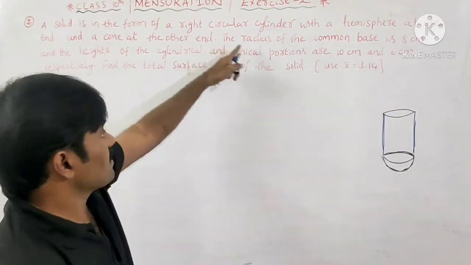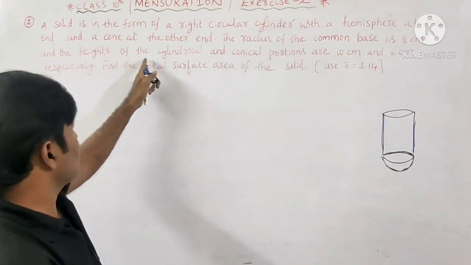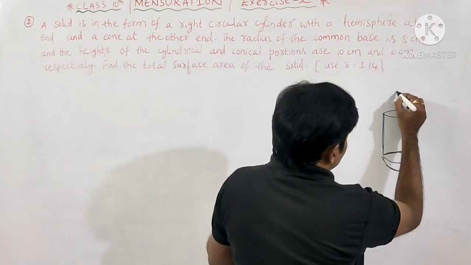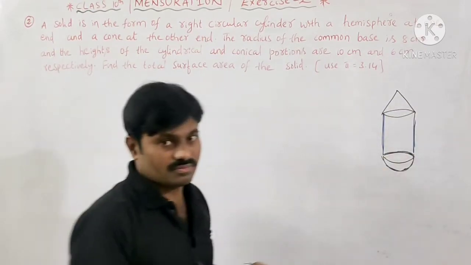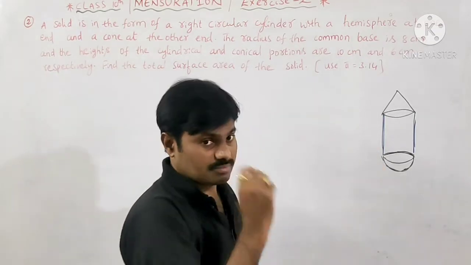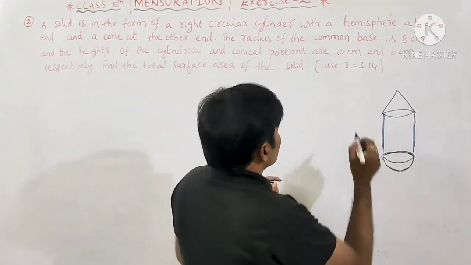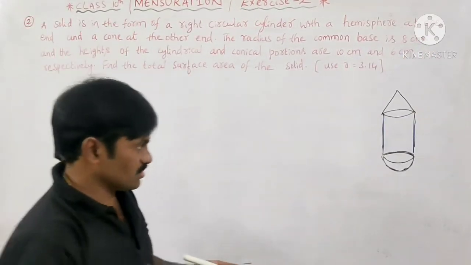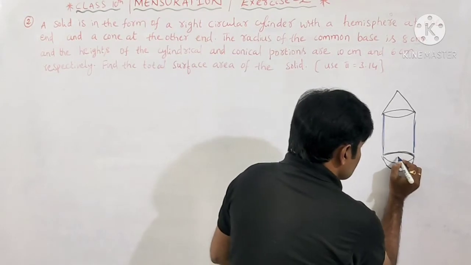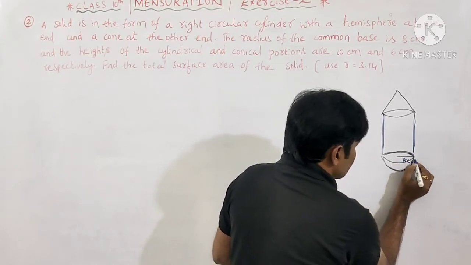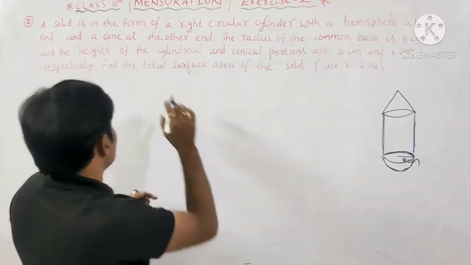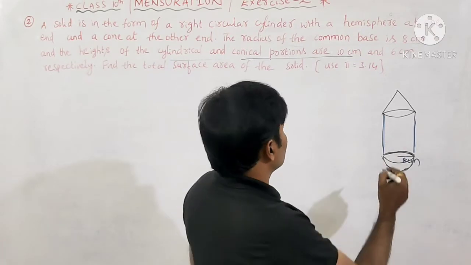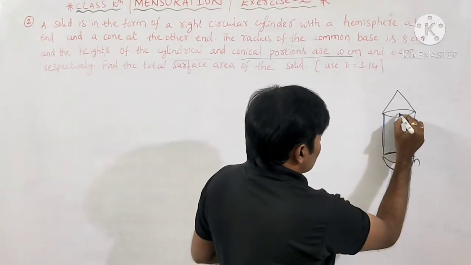The radius of the common base is 8 centimeters, and the height of the cylindrical portion is 10 centimeters and of the cone is 6 centimeters. So this is the cone. Now the figure is like this. What is given? The radius of the common base is 8 centimeters. This is the common base. And the heights of the cylindrical and conical portions are 10 centimeters and 6 centimeters respectively. The cylindrical part is 10 centimeters. From here to here, how much?